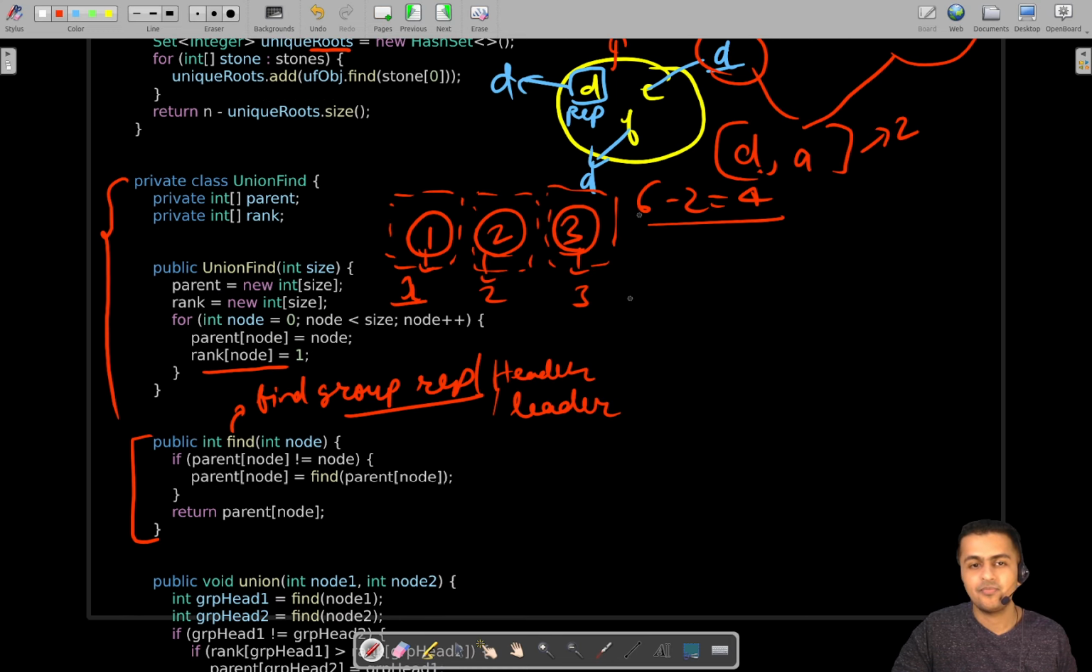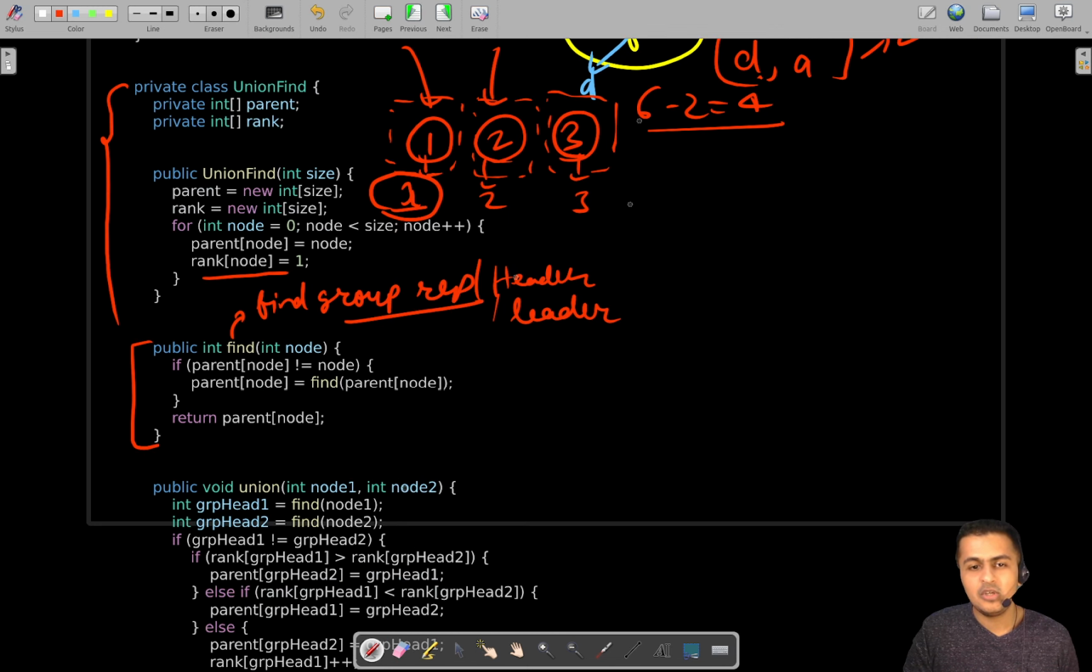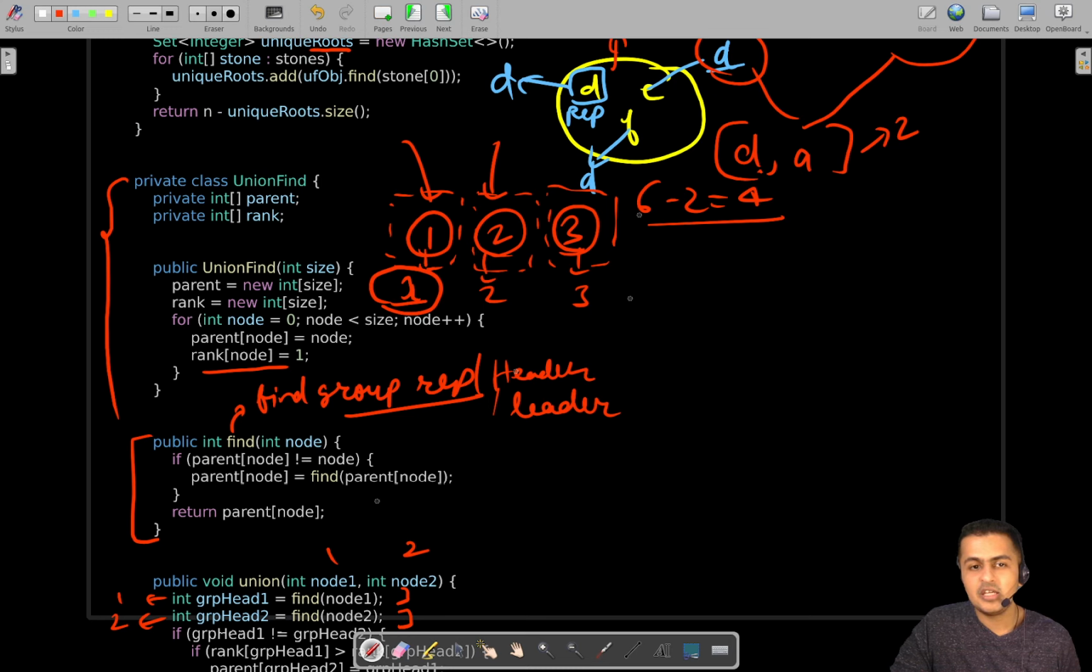Then let's say you have to merge nodes 1 and 2, you have to do a union of them. Firstly, you should ask 1 and 2 to tell us who their group leaders are. So 1 and 2 will say that our group leaders are ourselves. 1 is the group leader of itself and 2 is the group leader of itself. So initially rank is 1.